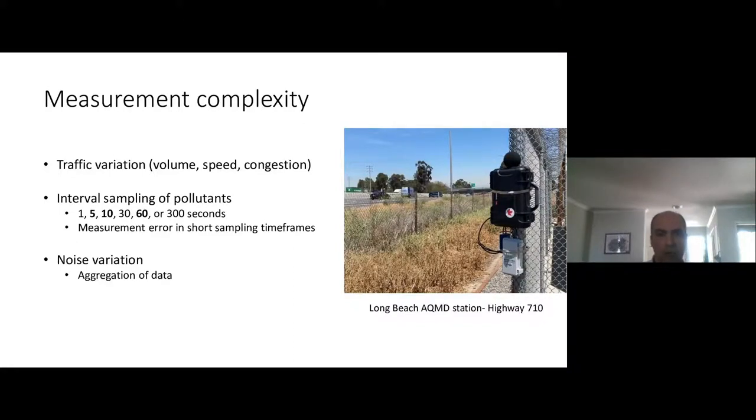Let's now take a look at measurement complexity. After several measurements, we find the period of measurement should be long to capture traffic variation, such as different volume and speed, and also the traffic condition, such as congestion or fluid. We tested 5, 10, and 60 seconds of black carbon sampling and found the measurement error in short sampling intervals of 5 and 10 seconds could be very high. And if we aggregate noise data for more than 60 seconds, the noise variation could not be captured.